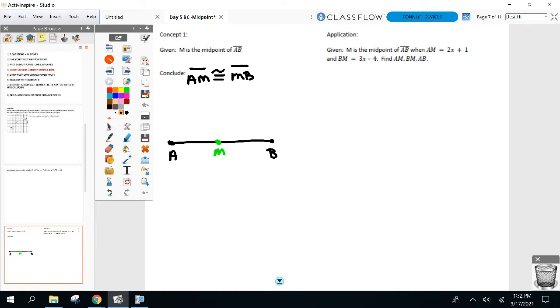What have we been putting on diagrams that show segments are congruent? Hash marks, good. Throw them on. There you go. Wow, look at that power you just had, all from knowing what a midpoint was. You could conclude that AM is congruent to MB and mark your diagram properly.